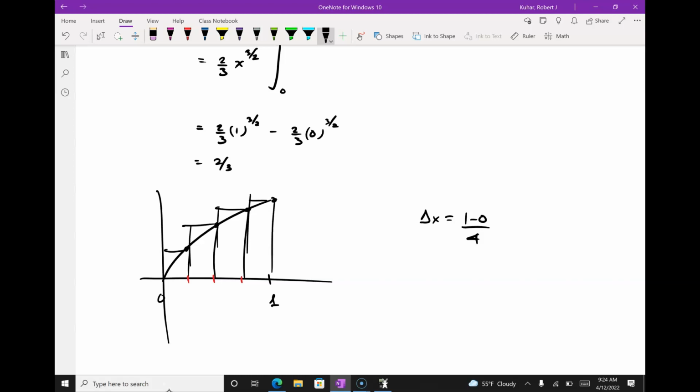And obviously, I'm going to get something bigger than 2/3, right? Because you can see my error, right? All of this is error.